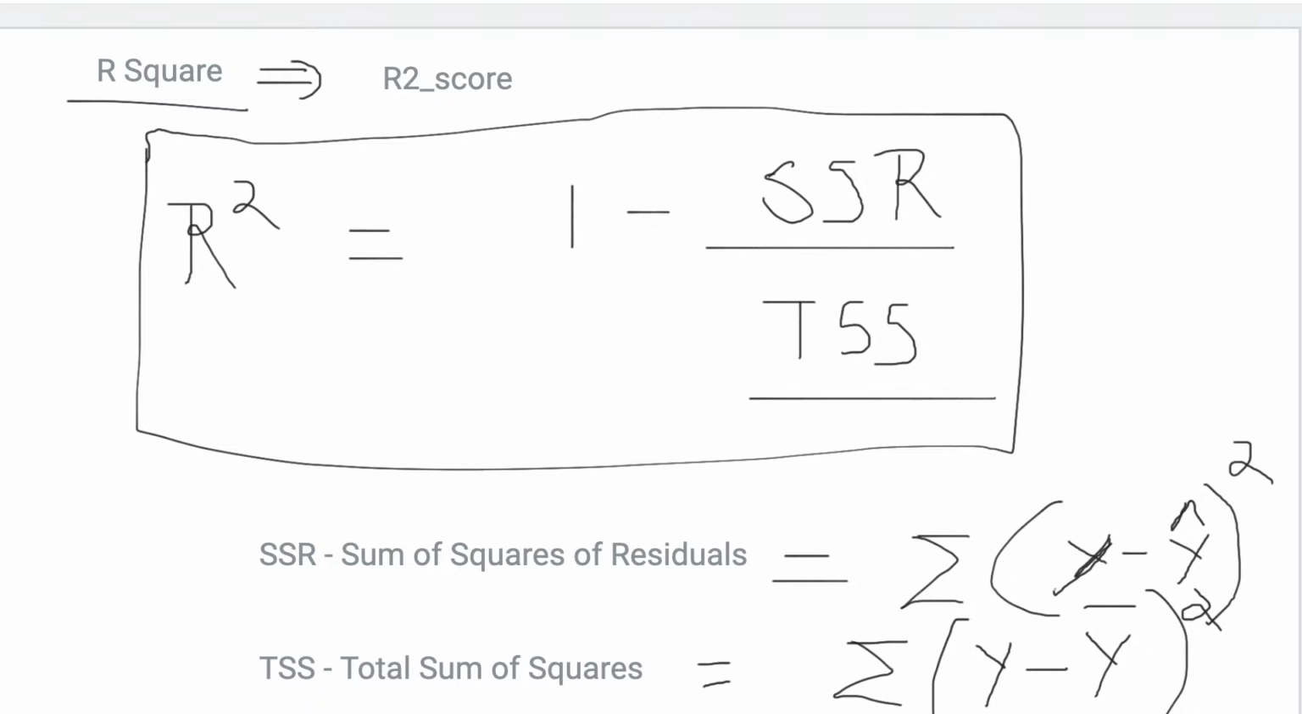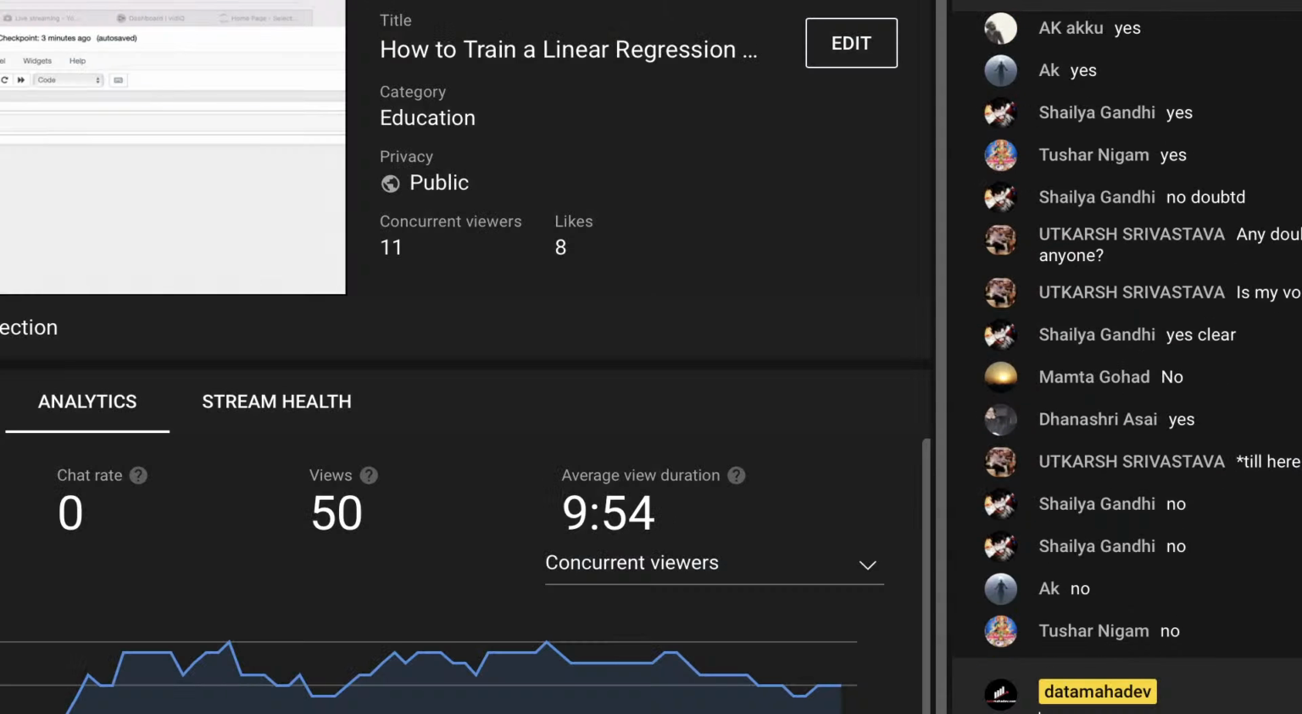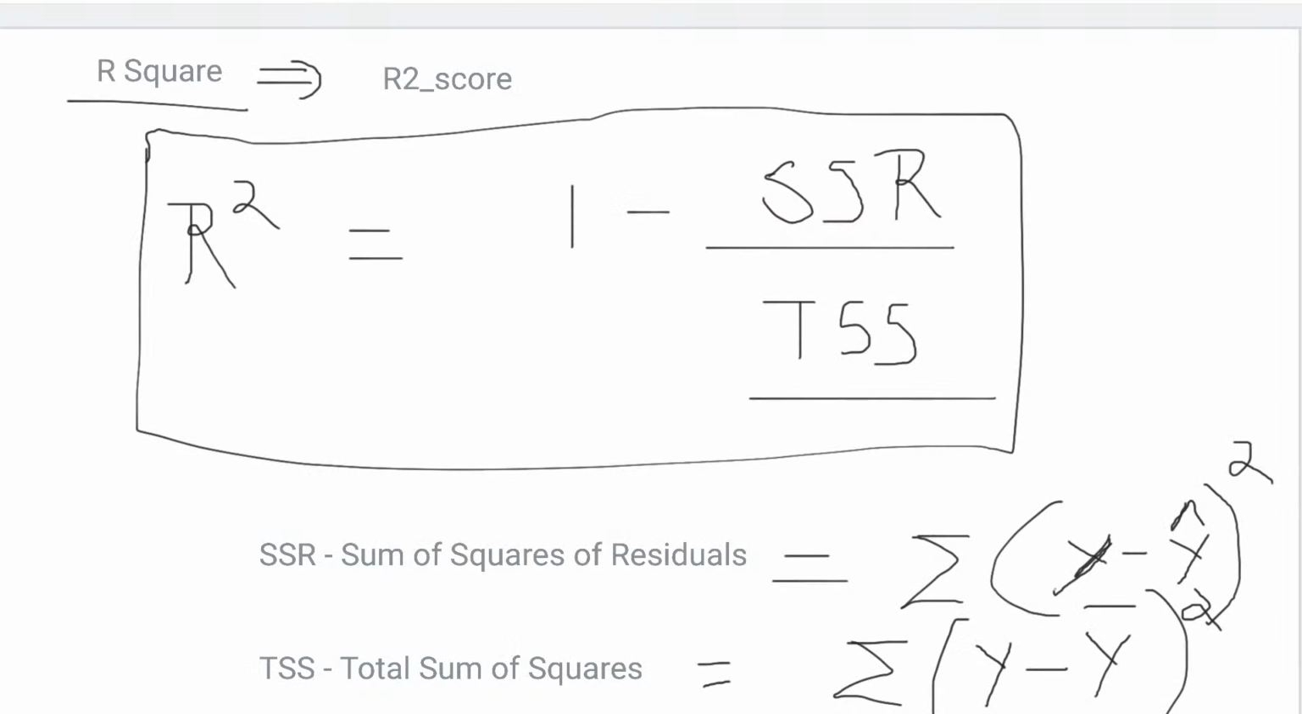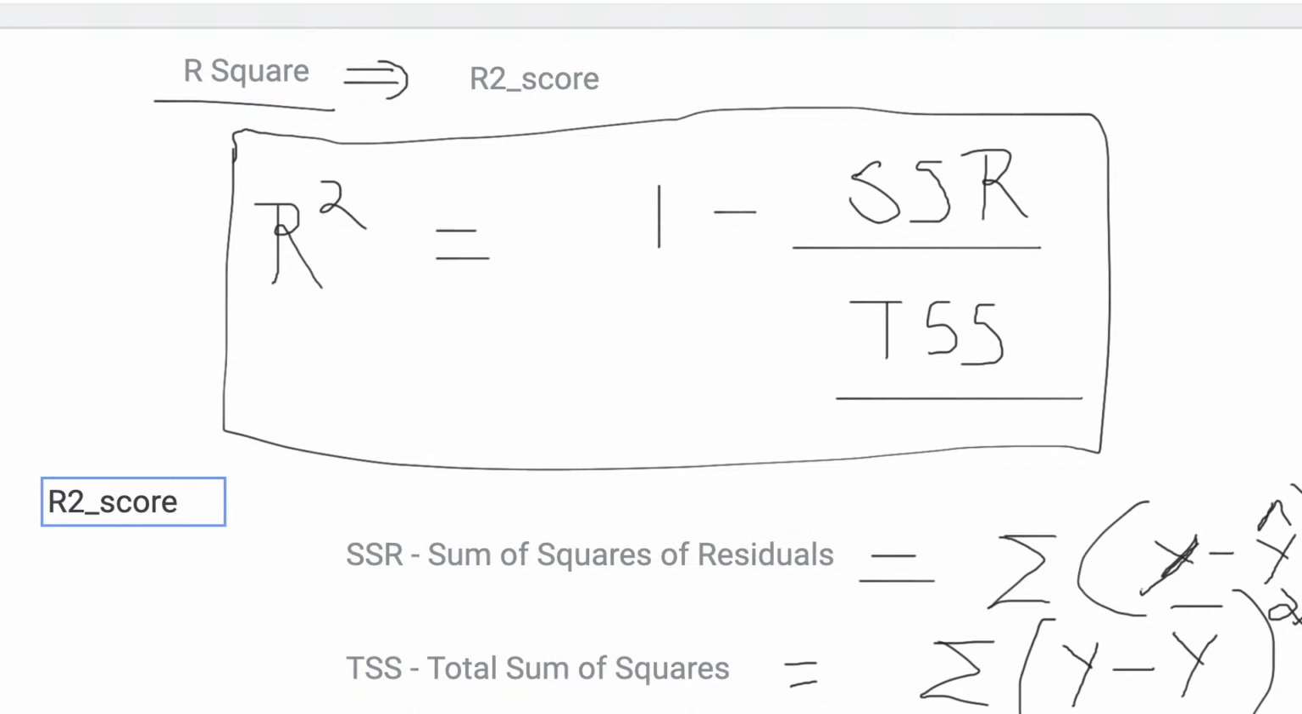Now let us discuss what R square is all about. The range of R square is what? Please listen to this very carefully. R square, or R2 score, ranges from 0 to plus 1.